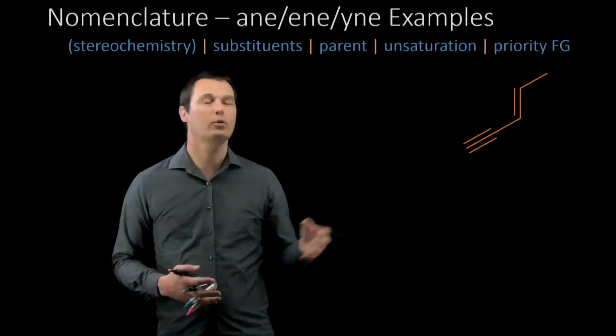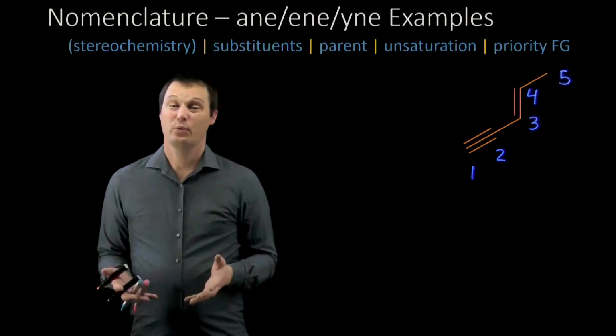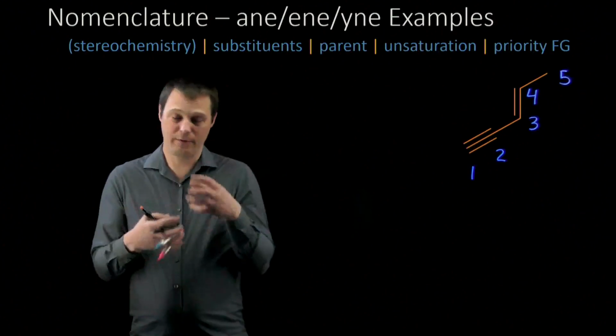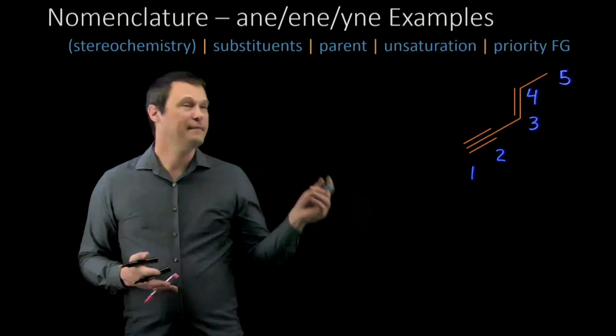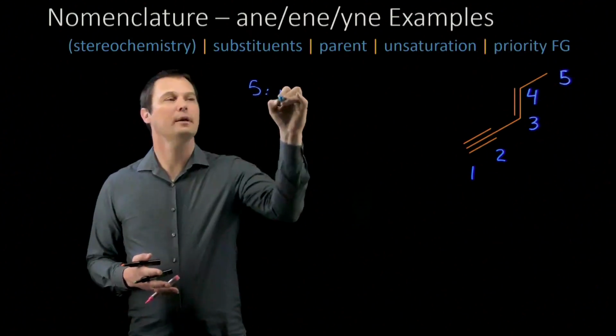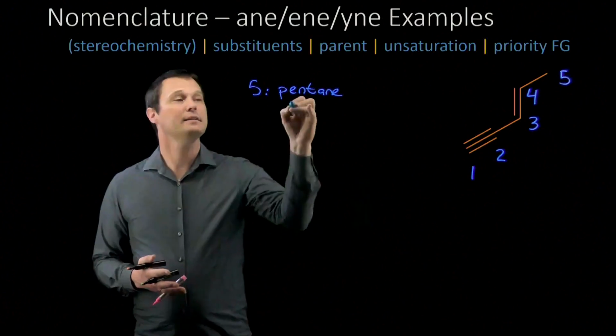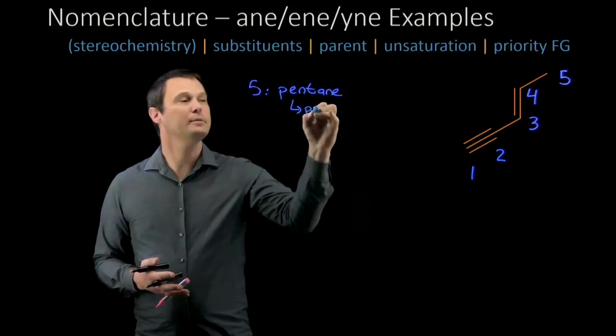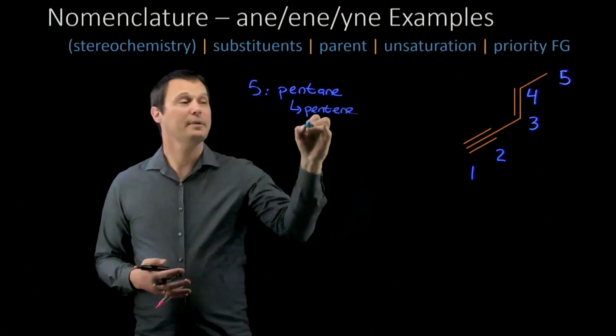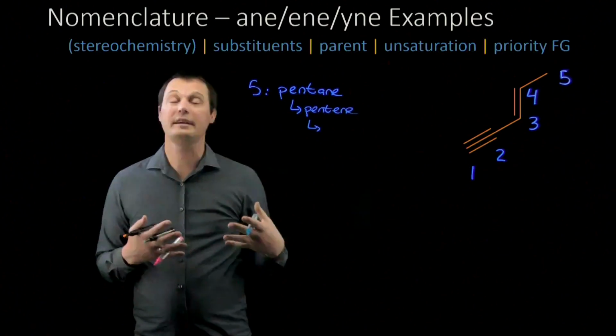Pause the video, see if you can work through the name for this molecule. Really, nothing changes. We just need to be careful how we package everything up in the final name. There are 5 carbons in the longest consecutive chain for this molecule. Our parent carbon with 5 carbons is pentane, but it's not going to be pentane. It has unsaturation. It has an alkene, so we can update the name to pentene, and it has an alkyne, so we can update the name to include both the ene and the yne.